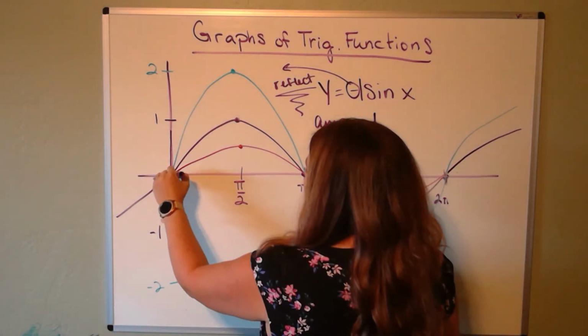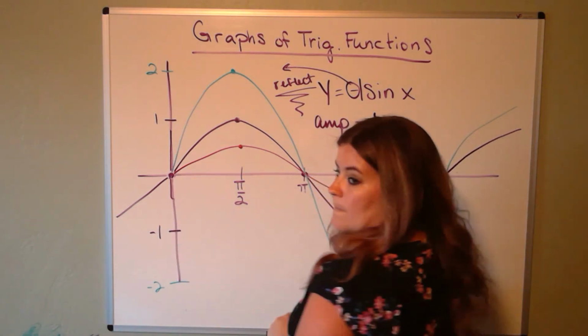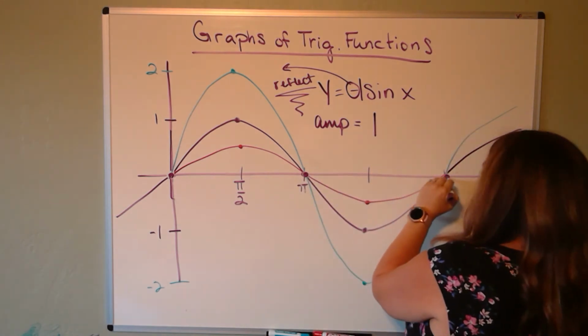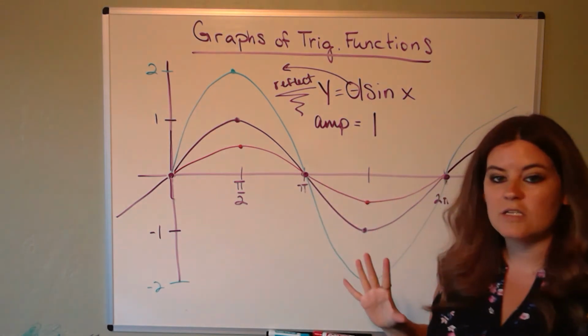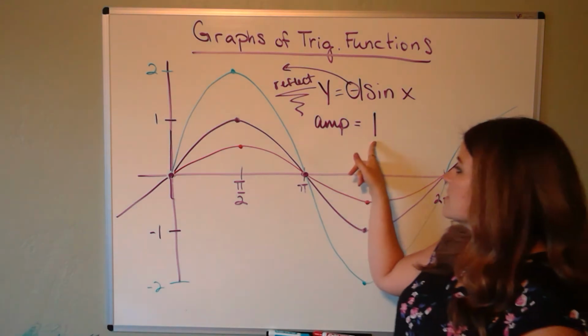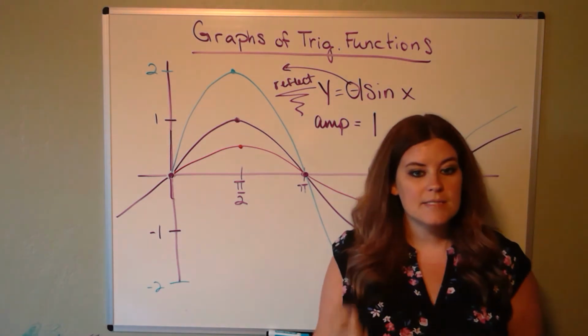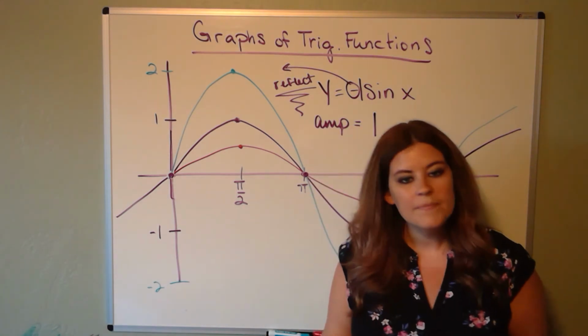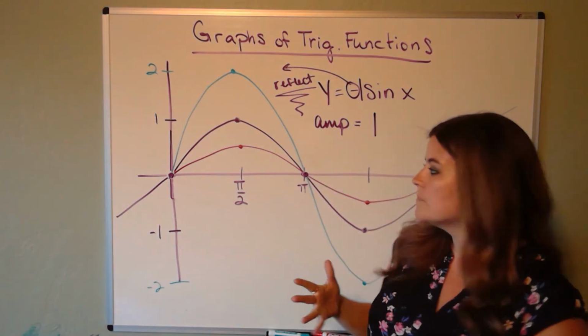that we're still going to start at 0. Our x-intercepts are still going to be at the pi's. Nothing is changing about that. Notice on this one, our amplitude is still going to be 1, so it's still going to go up as high and down as low. So how does it change?